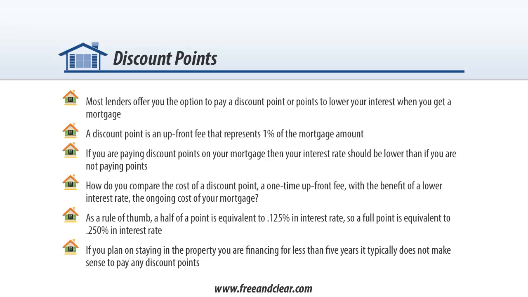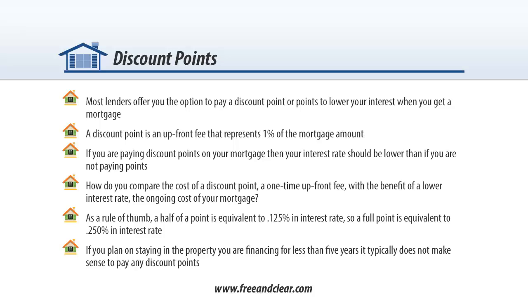But how do you compare the cost of a discount point, which is a one-time upfront fee equal to 1% of the mortgage amount, with the benefit of a lower interest rate, the ongoing cost of your mortgage? As a rule of thumb, a half a point is equivalent to 0.125% in interest rate, so a full point is equivalent to 0.250% in interest rate. For example, if you receive a mortgage proposal with a 4% interest rate plus 2 discount points, this should equal a mortgage proposal with a 4.5% interest rate with 0 discount points. Please note that if you plan on staying in the property you are financing for less than 5 years, it typically does not make sense to pay any discount points.